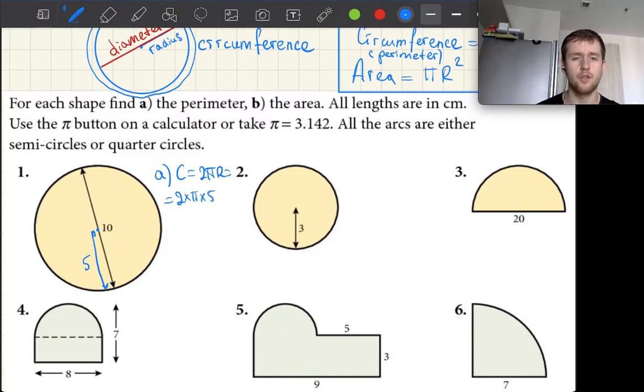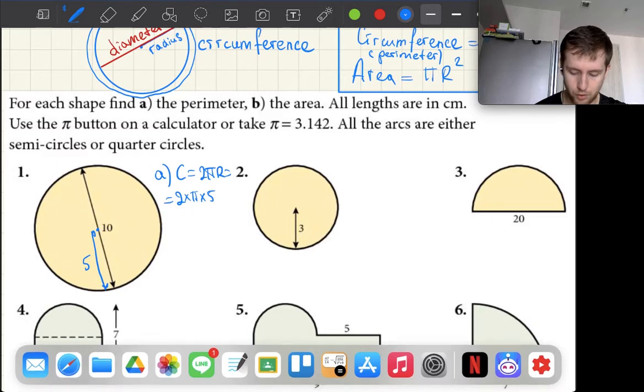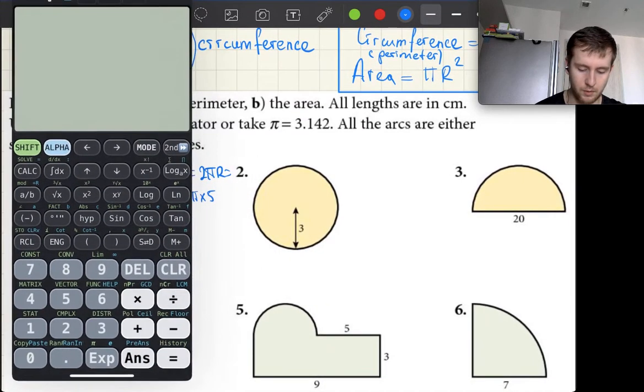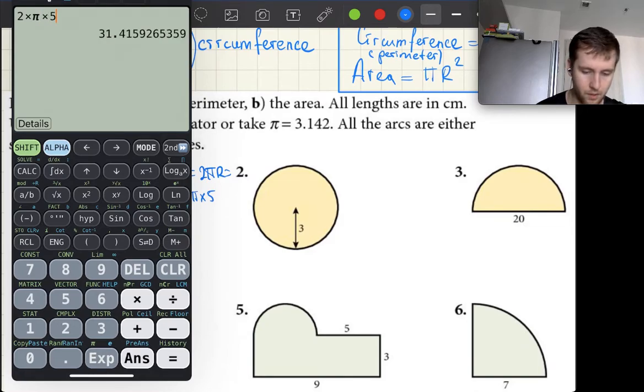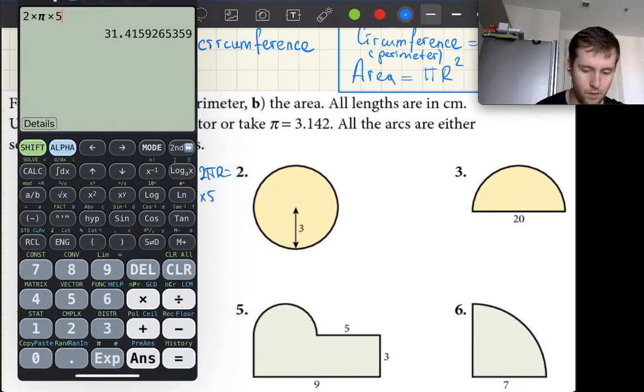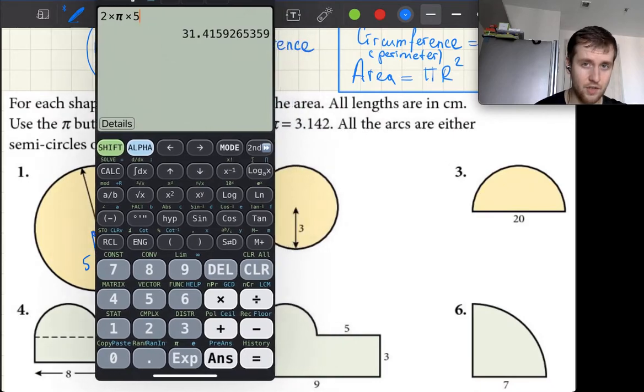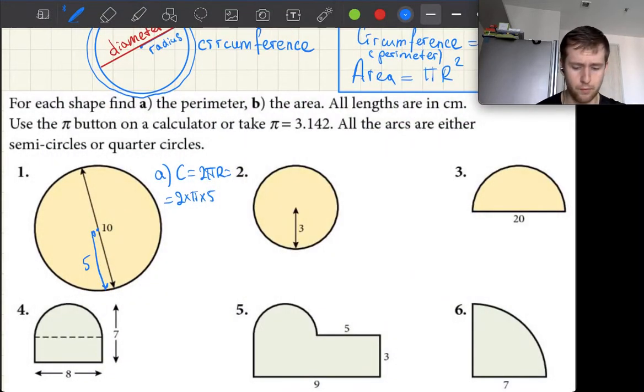Not a lot of space here, so I'm sorry if this is going to be a little bit messy. So 2 times pi times 5, that's equal to 31 point, let's just write it to 2 decimal places, 31.42. You probably noticed that there's a little bit of repetition here.